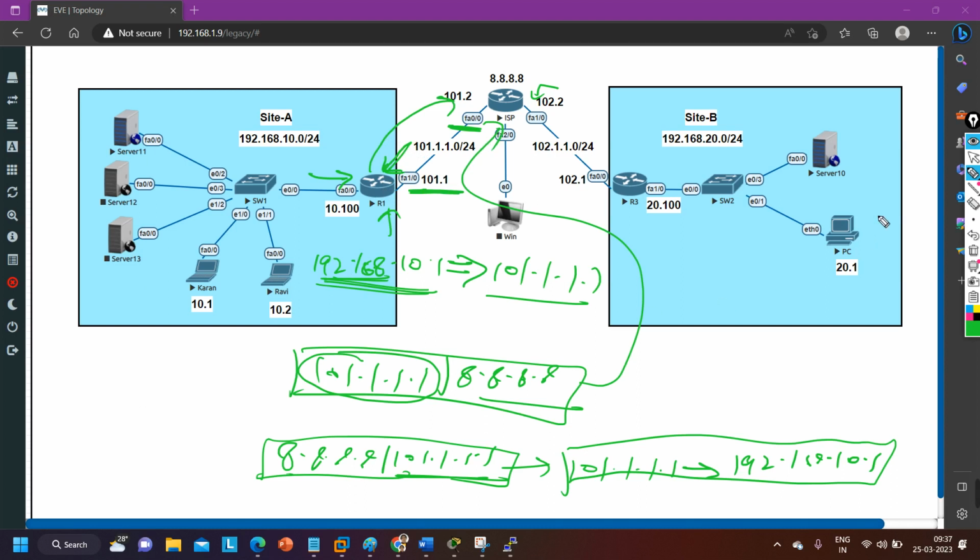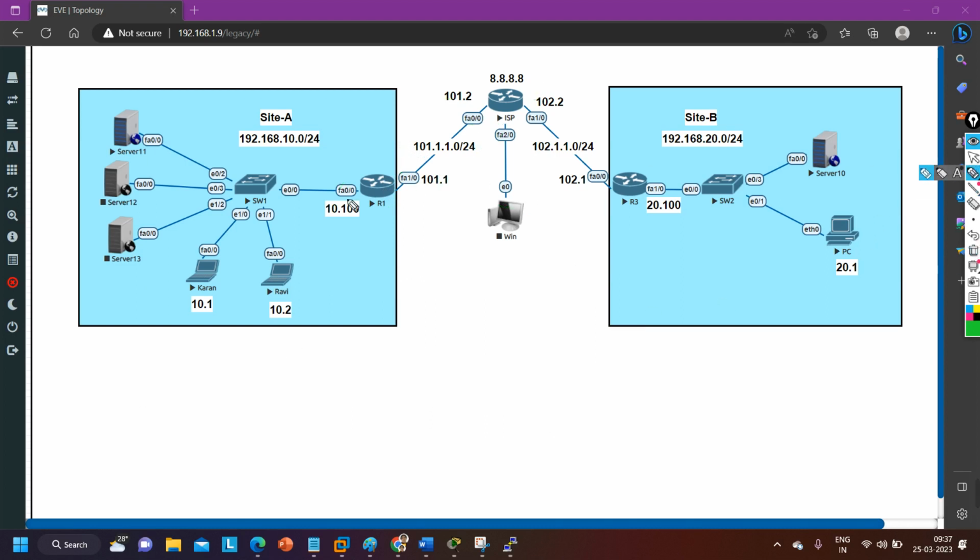Okay guys, now here also I need to configure NAT, and here also I need to configure NAT. But guys, make sure if you are configuring NAT, you configure one default route towards ISP as well. Okay, now how many flavors do we have in NATing? So we have three types of NATing.